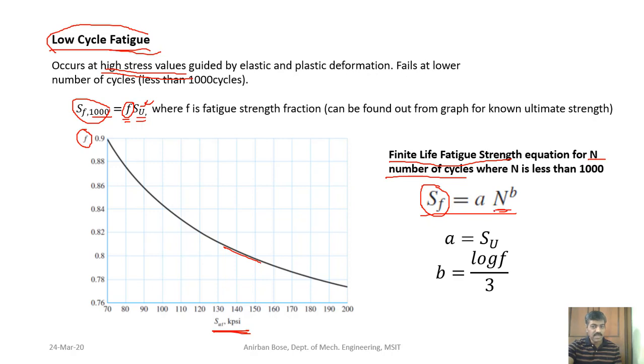If you know this N is, suppose, 80 number of cycles, then the fatigue strength can be found out from this relation. It will be A n to the power b. This is a mathematical model by which you can predict fatigue strength. And this A and B will be given by this relation. A is the ultimate strength of the material, the tensile strength of the material, and B is log of this F divided by 3. Remember, the base of log is 10 here. So this is the fatigue strength fraction.